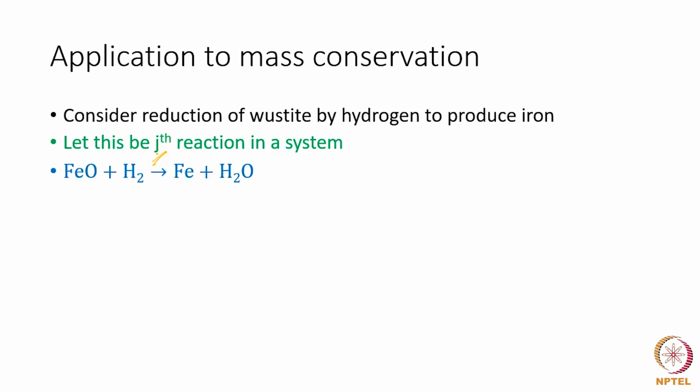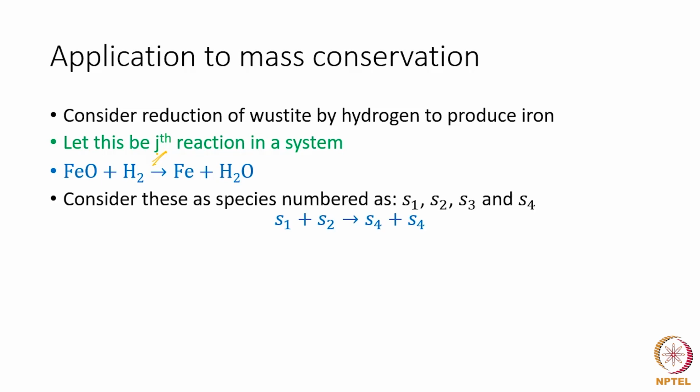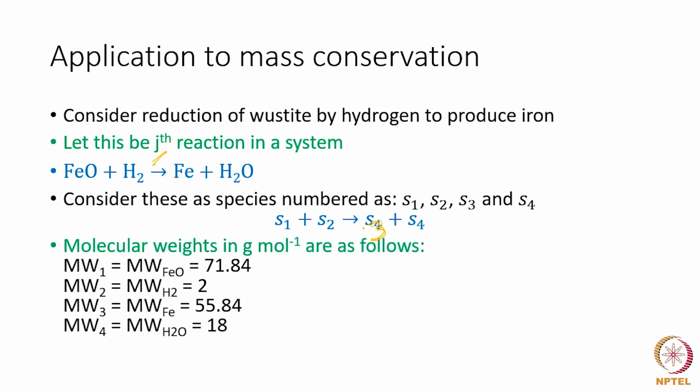Okay, so the reaction itself is given here in the stoichiometric form, and FeO plus H2 gives rise to Fe plus H2O. Okay, now we can forget about what these species are. We can just number them as S1, S2, S3 and S4. So there is a small error here. This is S3 plus S4, and we can then look at the molecular weights of each of these species and use these numbers to essentially convert this equation into a way by which we can relate to the weights, okay, molecular weights of those species that are reacting.